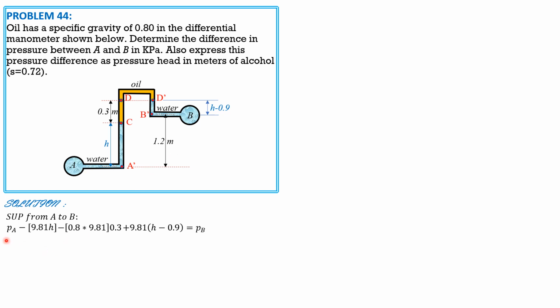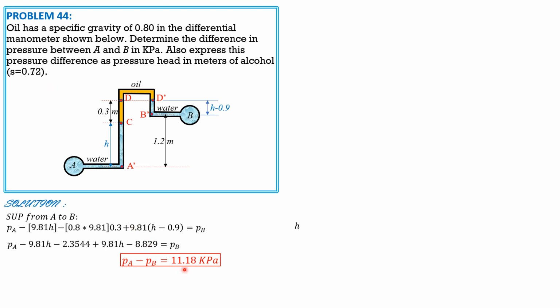So simplifying, pressure at A minus 9.81 H minus 2.3544 plus 9.81 H minus 8.829 equals pressure at B. So take note that we can cancel out 9.81 H and negative 9.81 H. Then combine 2.3544, 8.829 to the right, they become positive. So P sub A minus P sub B equals 2.3544 plus 8.829, and that is 11.18 kilopascals.